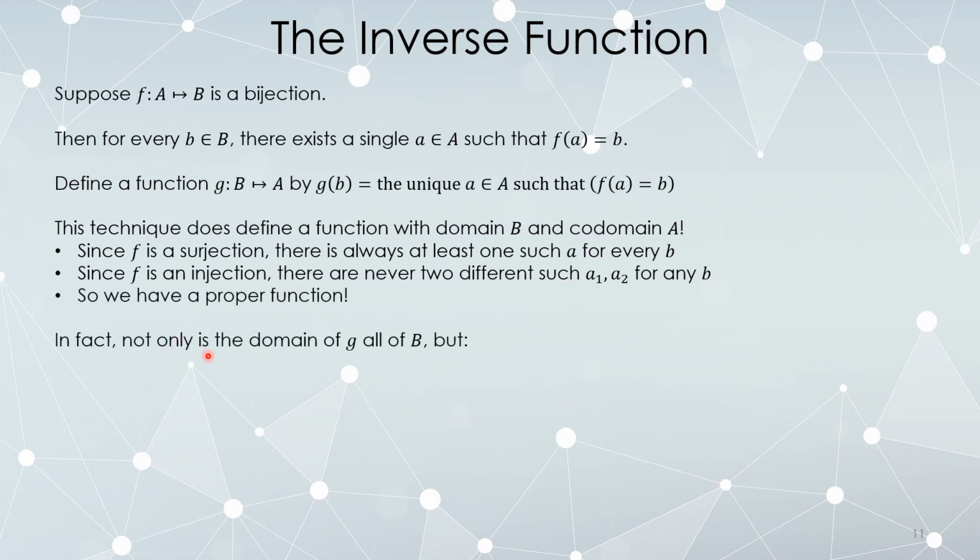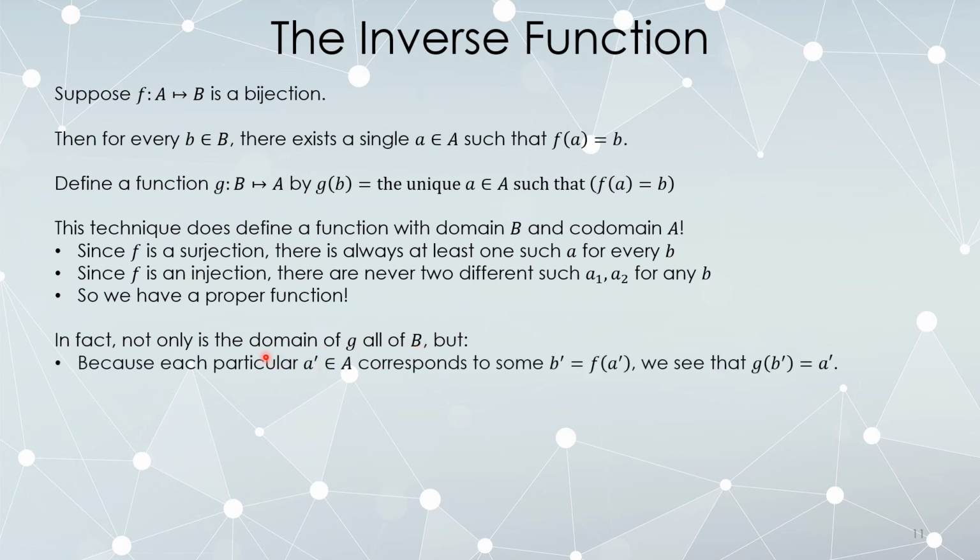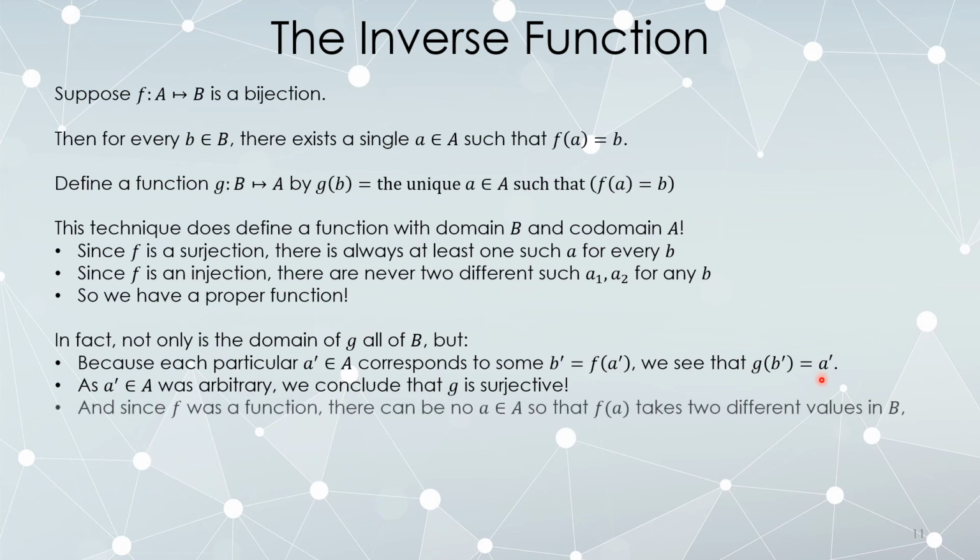Okay, not only is the domain all of B, but because every particular element of B corresponds to something, since I can plug it into f, g of B prime is the thing that is sent to B prime. If we already know f of A prime equals B prime, the thing that is sent to B prime is A prime. So g of B prime equals A prime. As we picked an arbitrary element of the domain, we conclude that g is surjective. I picked an arbitrary element of the codomain of g, and we found something that could be plugged into g to produce it. So g is actually surjective.